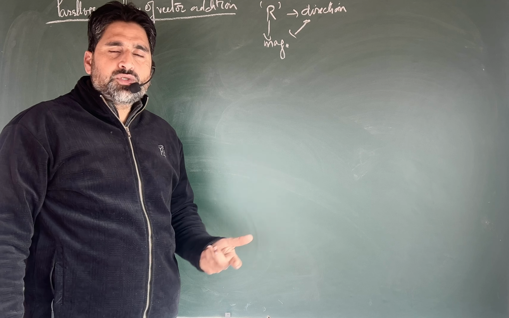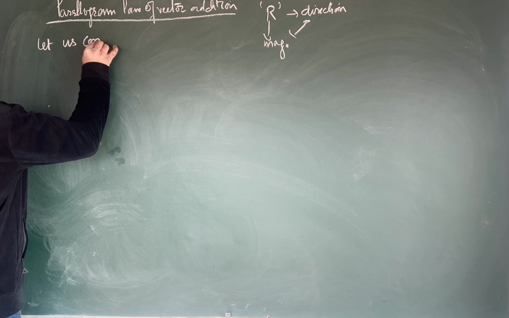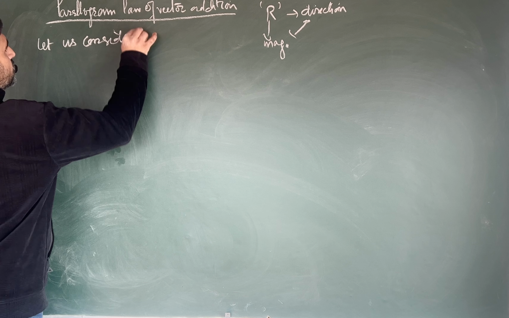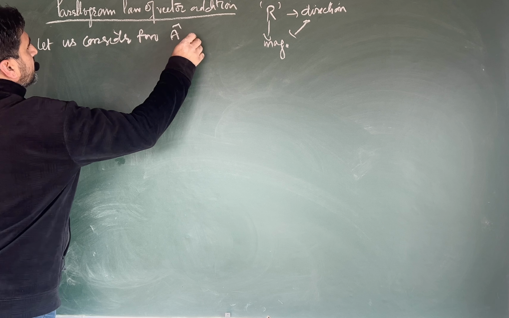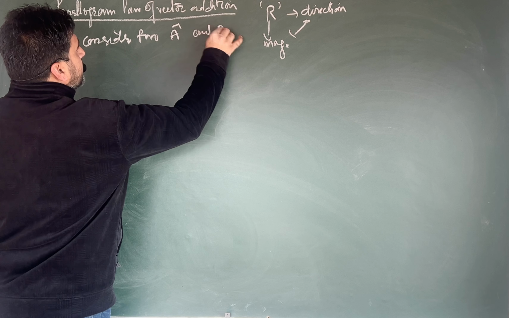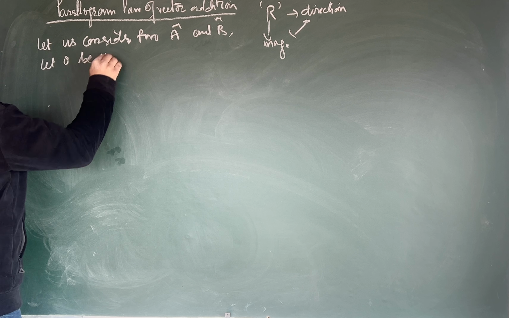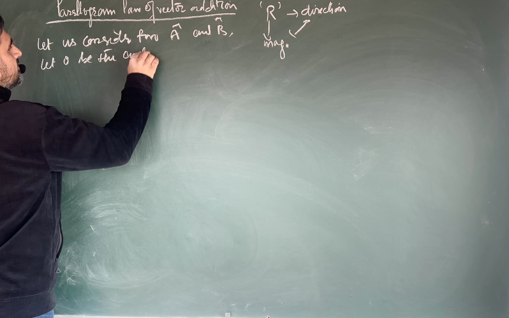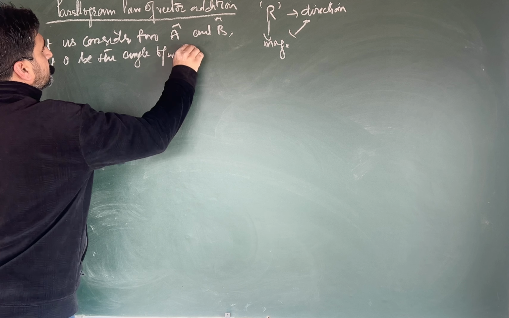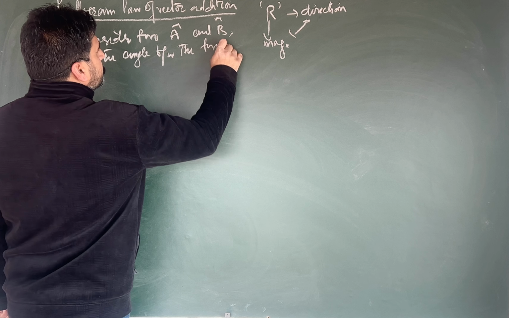किस एंगल पे आपका मैग्नीट्यूड रिजल्टेंट का मैक्सिमम होगा और किस एंगल पे इसका वैल्यू मिनिमम होगा। सो हम सीधे चलते हैं इस क्वेश्चन पे। इसमें कुछ ज़्यादा नहीं लिखना है। लेट्स कंसिडर टू वेक्टर्स A and B. Let theta be the angle between the two vectors.